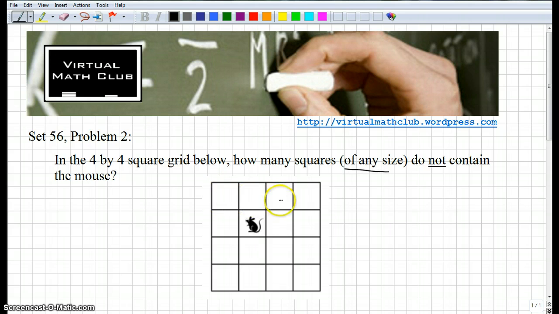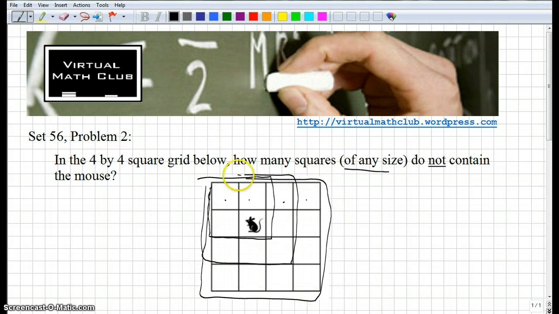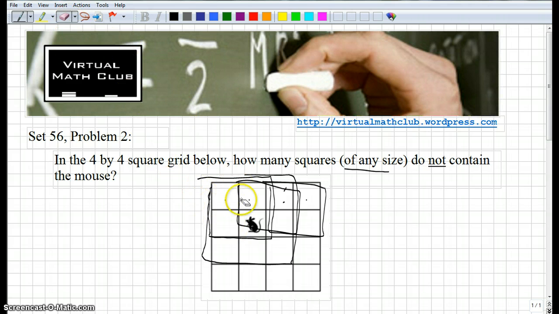So you can see there's obviously 16 of these small squares, right? 1, 2, 3, 4 by 4 is 16. But when they say any size, they also are talking about these 2 by 2 squares, like this, or 3 by 3 squares, or even the 4 by 4 squares. So you can see there's a lot more of these 2 by 2 squares. I can find one here, I can find one here, and so on. That's the first thing to clarify, is what they mean by squares of any size.